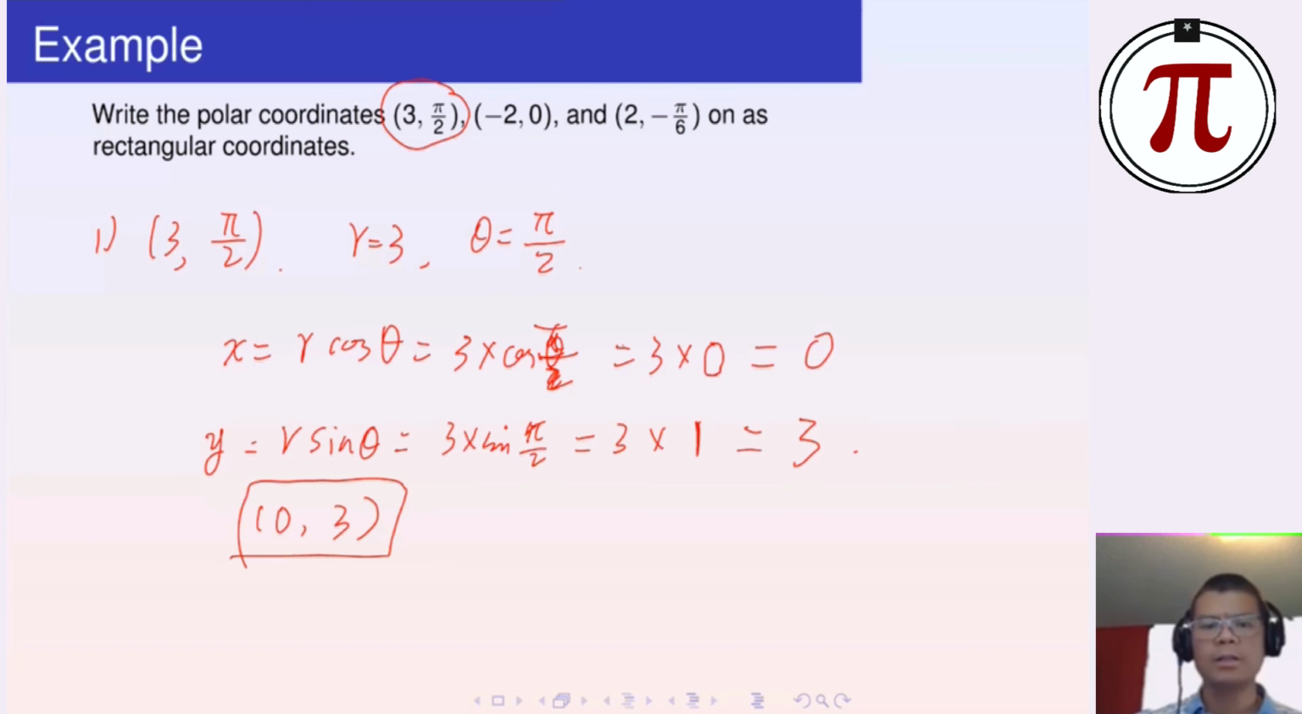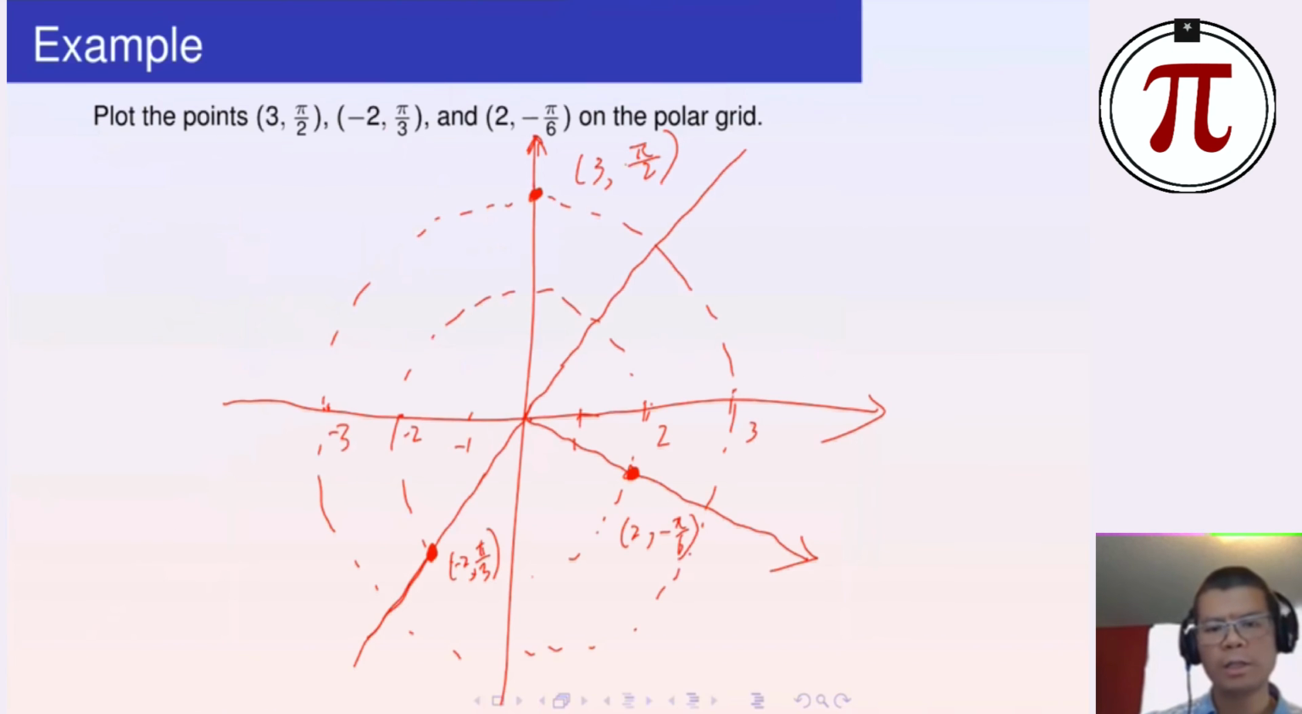Now this one makes sense, right? As you can see from this, this point 3 pi over 2 is 0, 3, at the y-axis here. Correct? Okay, so I think that's already time. We're going to stop here.